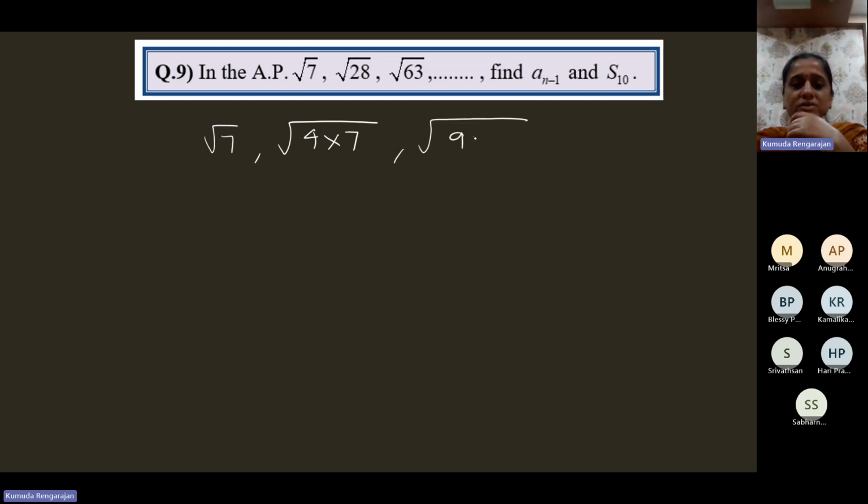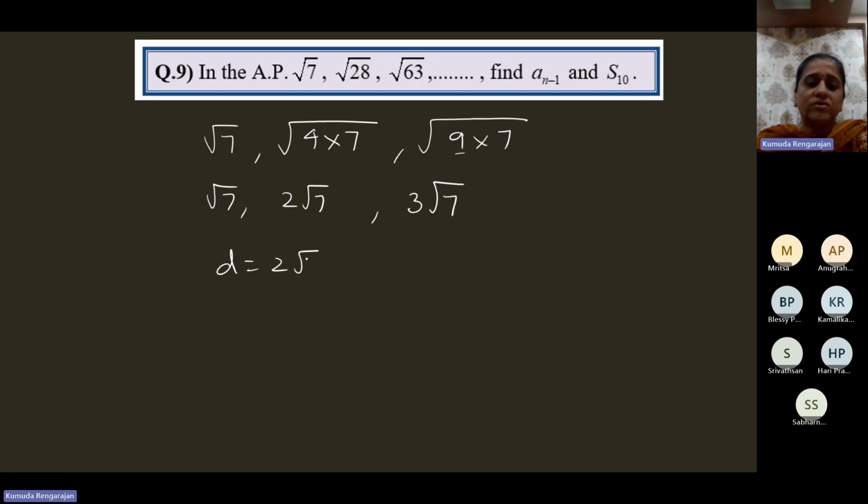The third one is 9 into 7, 63. So root 7, 2 root 7, because 4 comes out of the square root as 2. 9 comes out as 3, so 3 root 7. These are the terms of the AP, and the common difference is 2 root 7 minus root 7, which is root 7. And the first term is root 7.